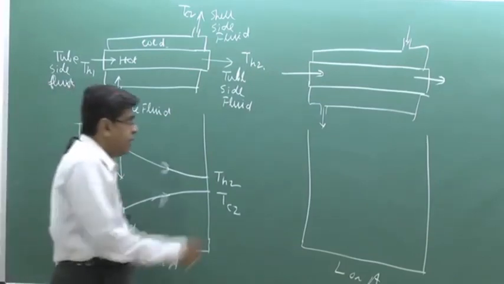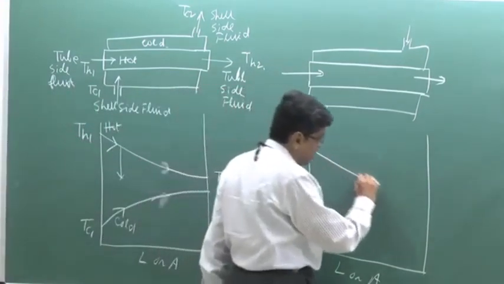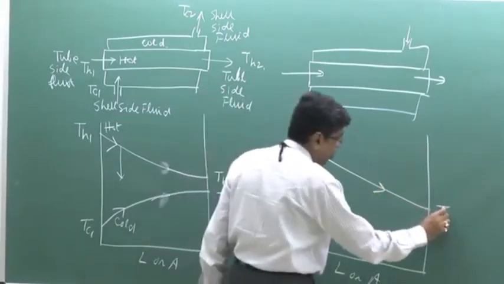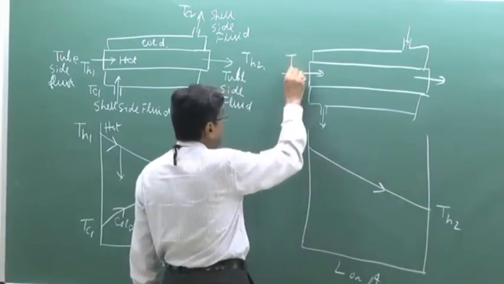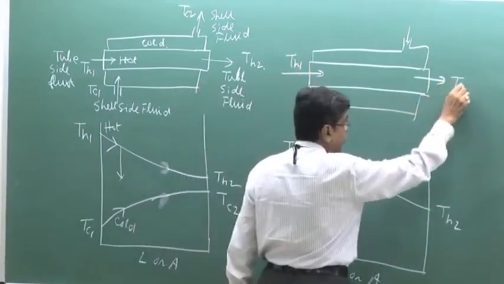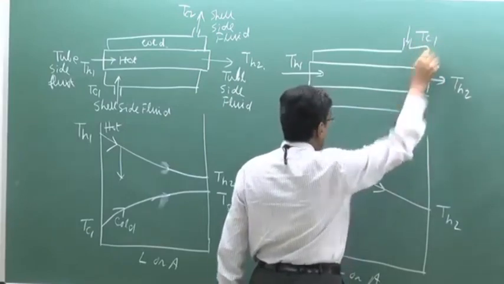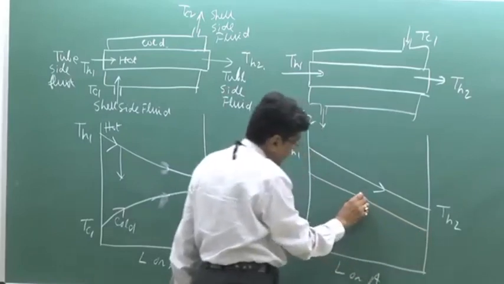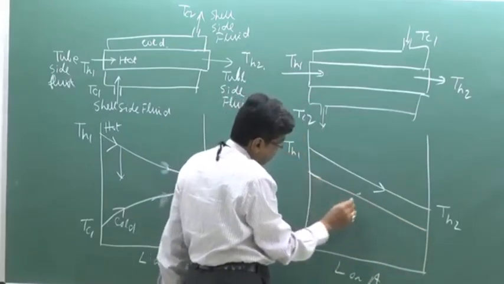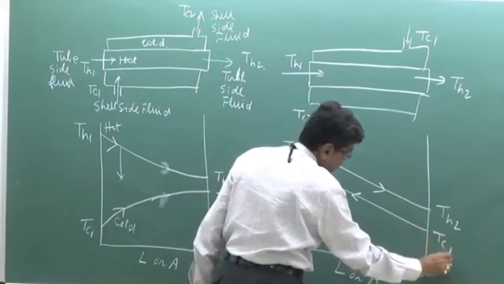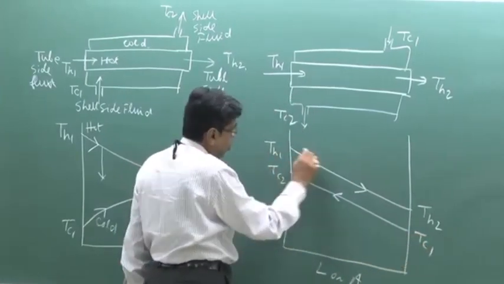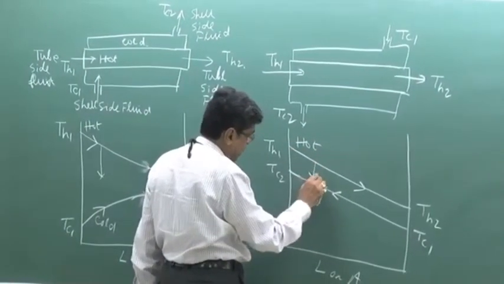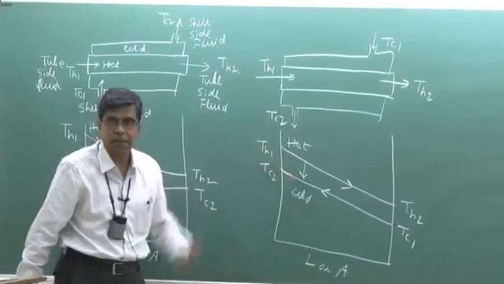This is the temperature. Here the situation is this, the hot fluid flows from TH1 to TH2 in one direction, in a similar way through the tube, and the cold fluid flows in the opposite direction, for which this is known as counter flow, hot and cold. Here also the heat transfer takes place from hot to cold because of the temperature difference.